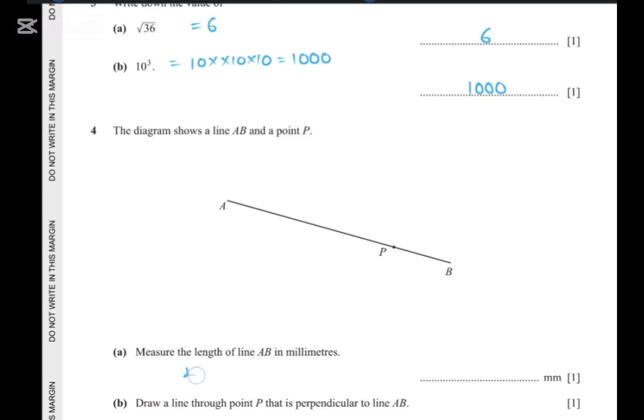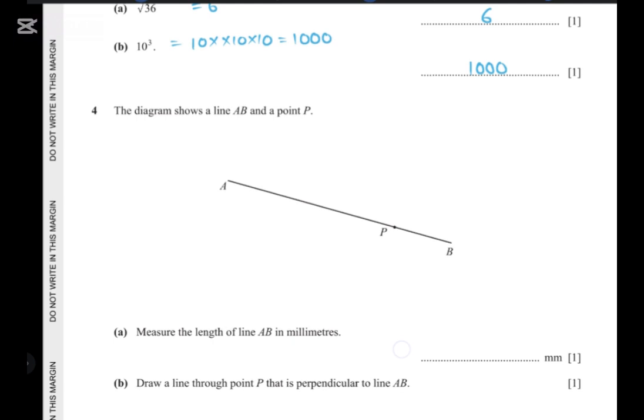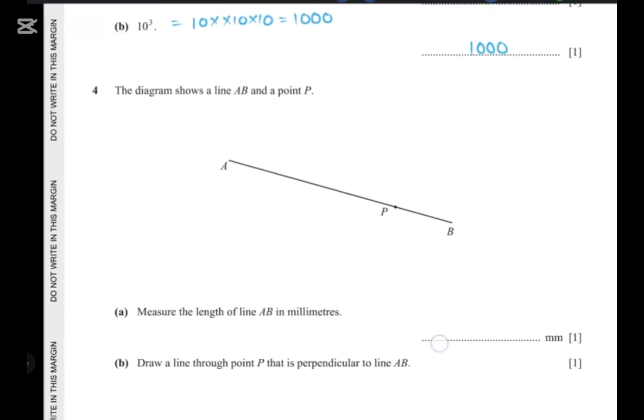Suppose you get 4 centimeters. You have to multiply to make it into millimeters. 4 into 10, 40. So this is 40 millimeters. But actually this is not, you have to check. Now draw a line through point P that is perpendicular to line AB. So now through this point you need to draw a line perpendicular to AB. I cannot show you here. I will put the link of that video in the description. You can go through. So question 4 is done.